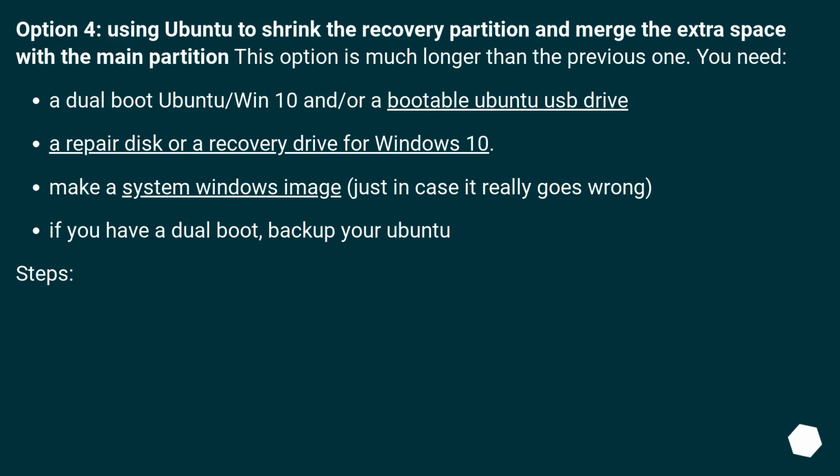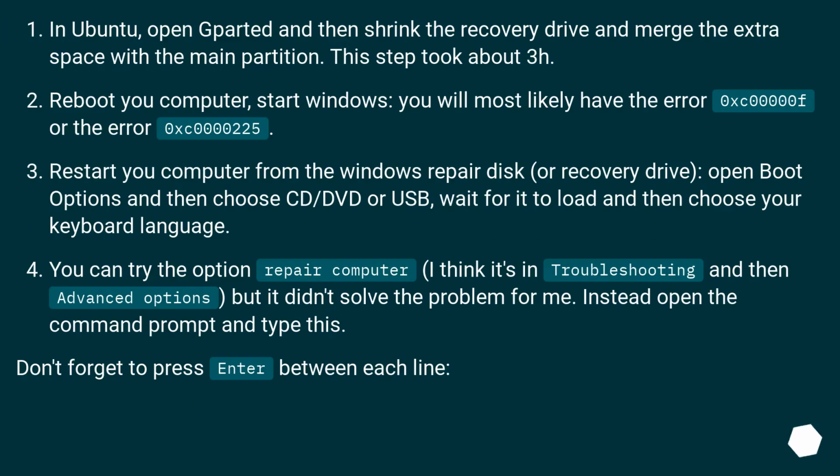Steps. In Ubuntu, open parted and then shrink the recovery drive and merge the extra space with the main partition. This step took about 3 hours. Reboot your computer, start Windows. You will most likely have the error 0xC00000F or the error 0xC0000225.